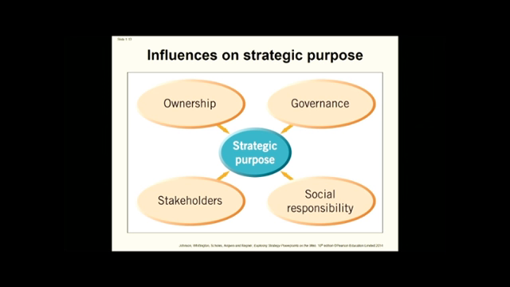So what influences strategic purpose? How do we decide on a strategic purpose? And what factors do we have to take into account? Well, we've got 4 factors affecting it. One is the ownership. Who owns the organisation? And remember, we're talking about a broad range of types of organisation in this course, so we may well have a broad range of types of ownership. Governance. How is the organisation governed?